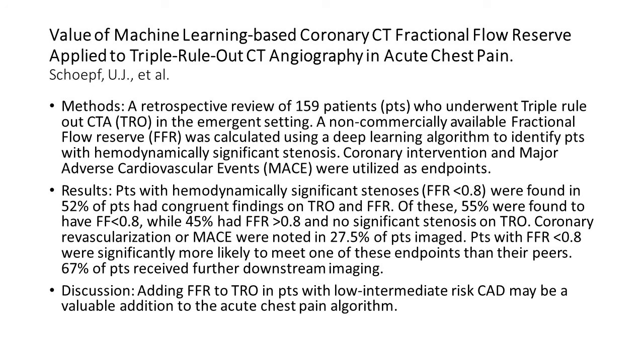Of the patients who received a TRO, 55% had significant stenoses and 5% had severe stenoses, which were greater than 70%. 52% of the study subjects exhibited congruent findings in both fractional flow reserve and TRO. Of these, 55% were found to have significant coronary stenosis and an FFR less than 0.8, while 45% had an FFR of 0.8 and no significant stenosis on TRO.